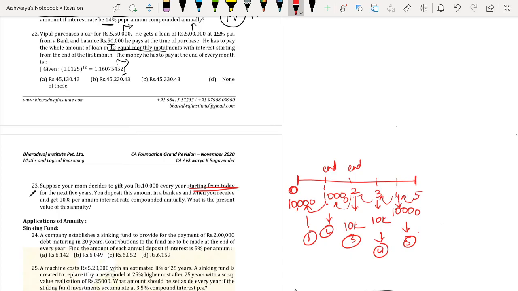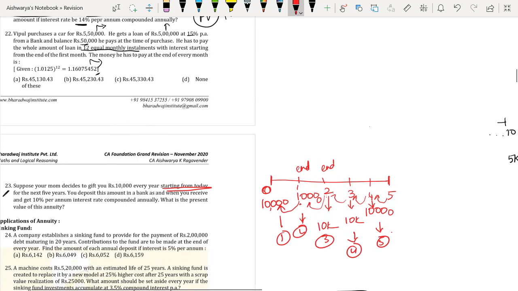The moment you convert the beginning of the year problem to an end of the year problem, then solving it becomes easy. What you do in this situation is, see in this question it's clearly given starting from today. Moment it is given, it is beginning of the year.